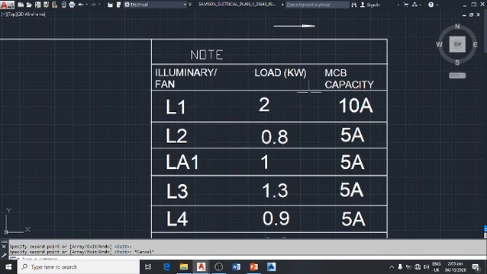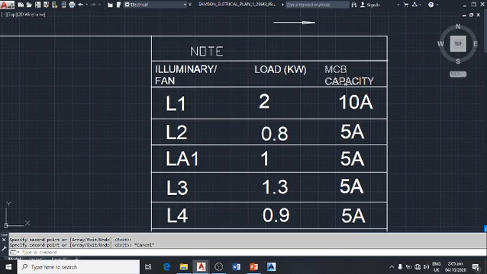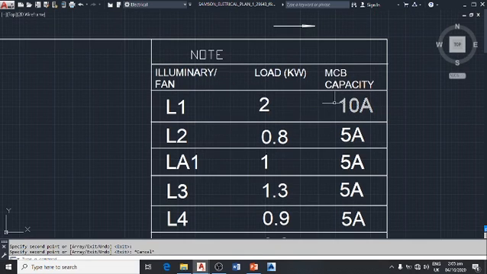Note, you can't connect a 9 ampere load to maybe a 5 ampere MCB rating. If the MCB is lower than the total load, you have to increase the MCB. Hence we are using 10 ampere based on the total load.